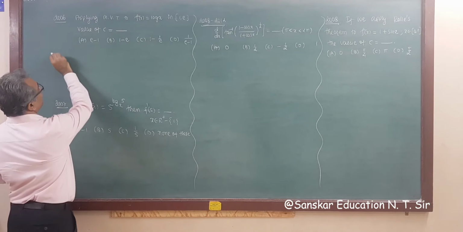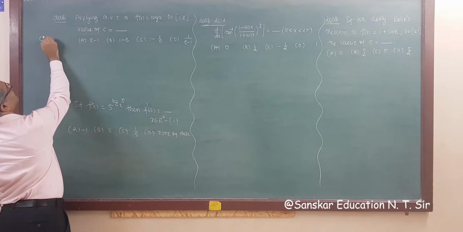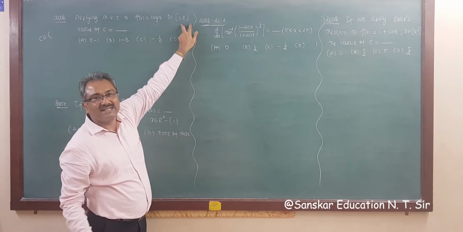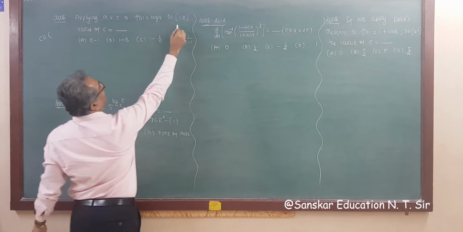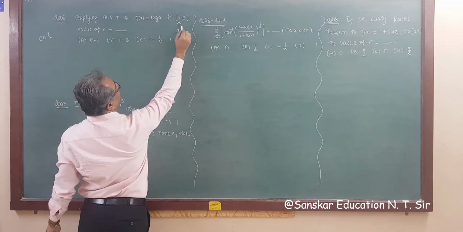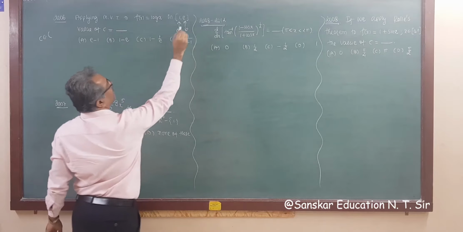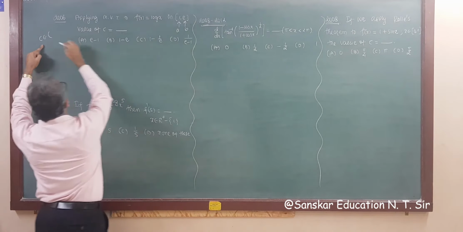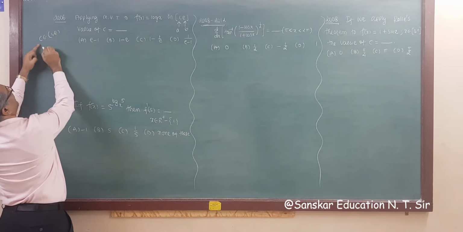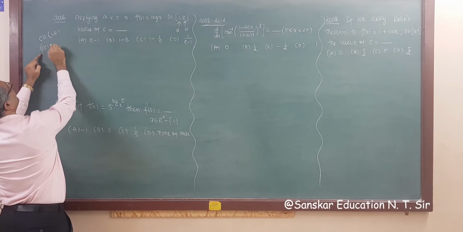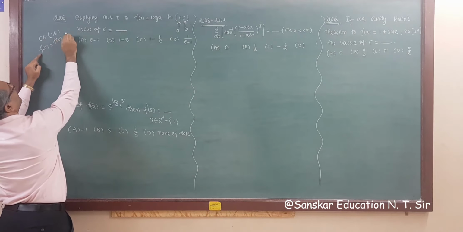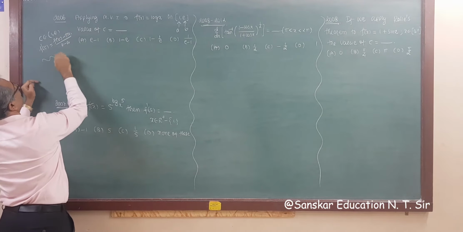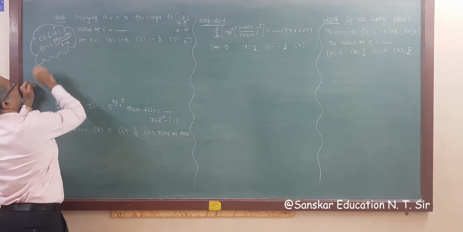You know what the mean value theorem is. There exists c belonging to the open interval (1, e). This is a, this is b. So there exists c belonging to the open interval (a, b), that is (1, e), such that f'(c) is equal to (f(b) - f(a)) upon (b - a). So this is your mean value theorem.